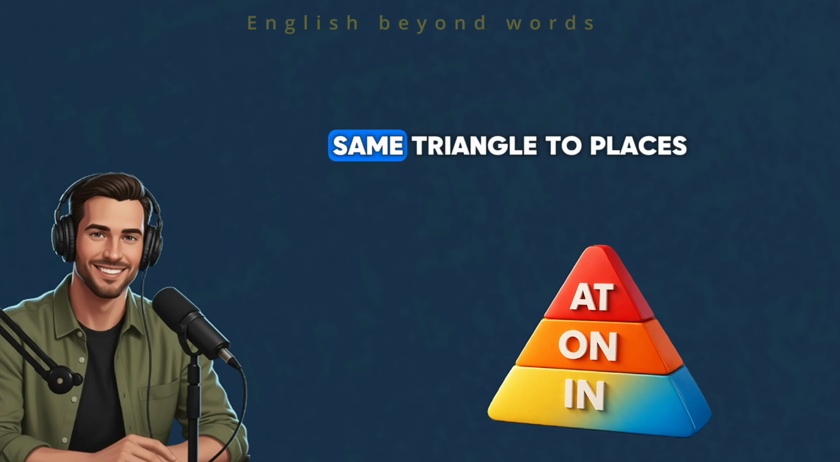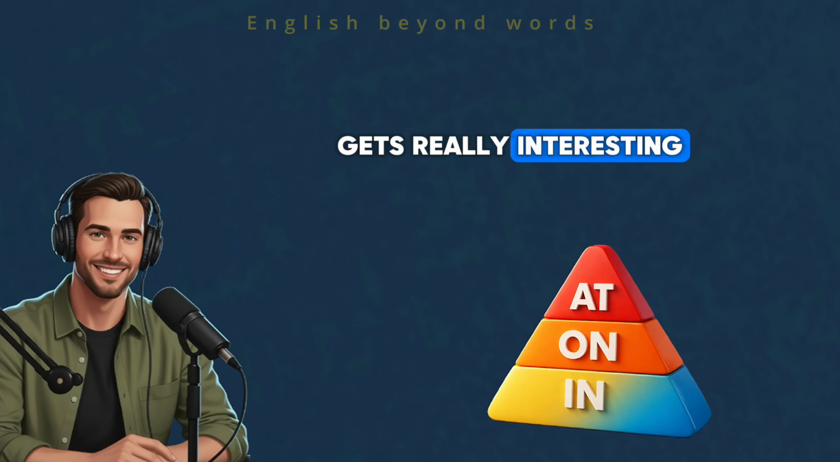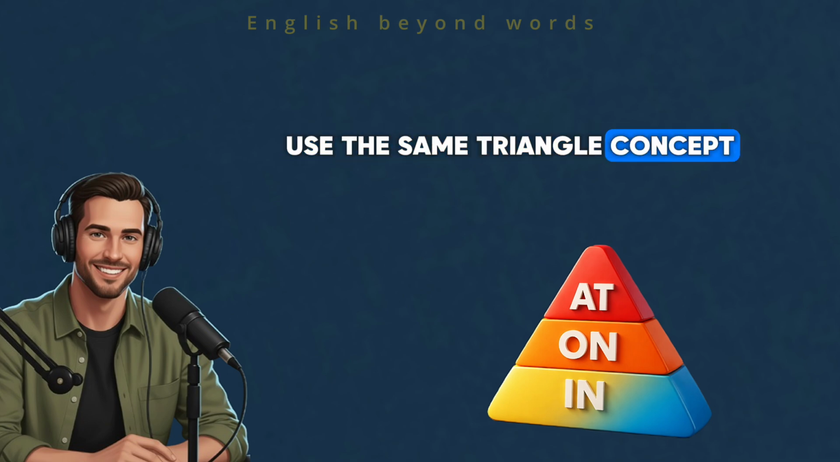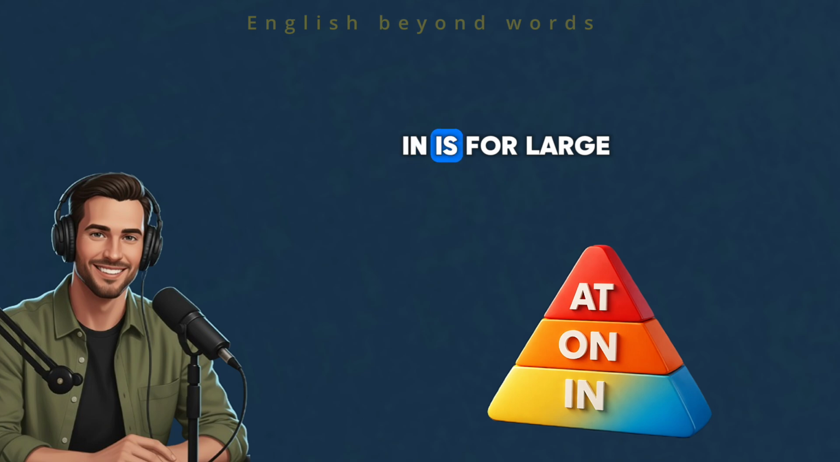Now let's apply the same triangle to places. This is where it gets really interesting. For places, we still use the same triangle concept. In is for large enclosed spaces. On is for surfaces. At is for specific points or locations.